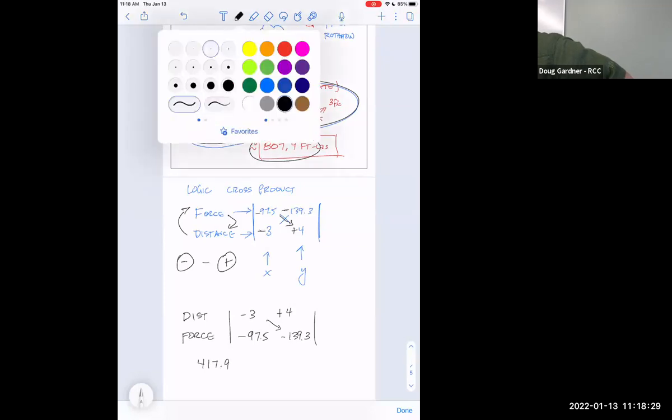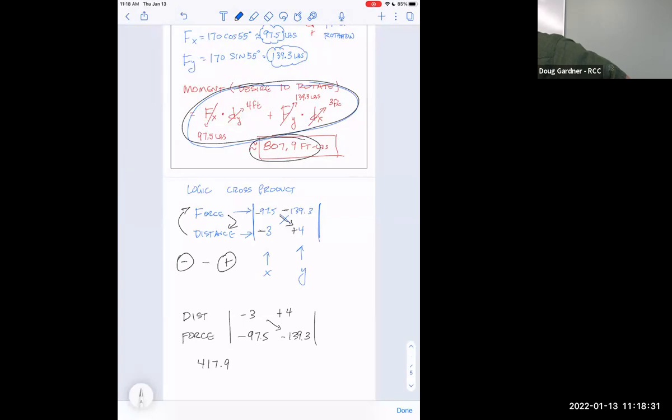And then secondly, you multiply this way. It doesn't really matter which direction. And so then this is always a minus sign, always minus. And then 4 times -97.5. Well, that's actually a negative number. So we get -390. And so because you're subtracting a negative, you get a positive, and then we get that same 807 answer.